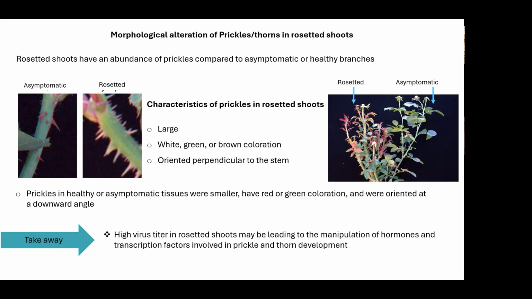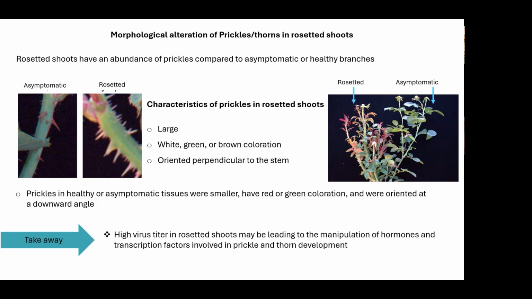The characteristic of the prickles which we identified in rosetted shoots is that they were large. As you can see here, they appear to be big in size. They are white, green, and brown in coloration, and they are oriented perpendicularly to the stem, compared to the normal ones, which are not perpendicular to the stem. And when you have a close look, this is how it looks. They are very large compared to the asymptomatic branch.